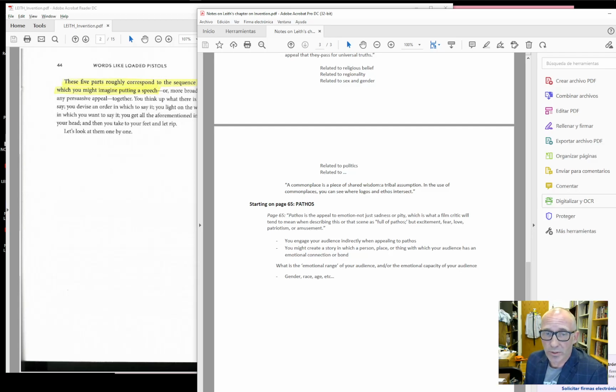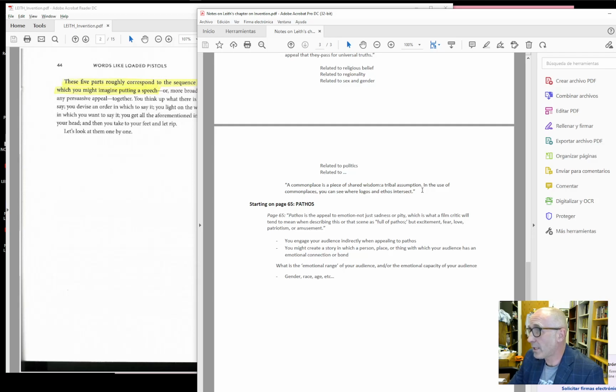A commonplace is a piece of shared wisdom, a tribal assumption, and in the use of commonplaces, you see where logos and ethos intersect. The commonplaces are the everyday beliefs that are a part of your upbringing. They come from family, from the neighborhood, the street. They come from religion. They come from local politics, from your own personal experiences based on just who you are as a person and how you've experienced the world. Those beliefs that develop and make up who you are and how you project yourself into the world and how you understand and experience the world, those are the commonplaces. And that's part of logos. When a rhetorician develops a supporting argument related to one or more of them, they are appealing to you via logos.